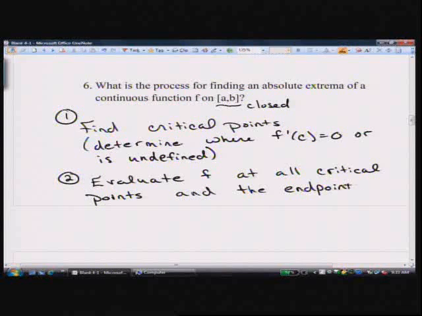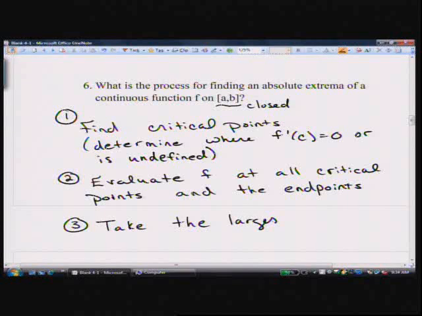So you're going to figure out where the derivative equals 0, and then you're going to plug that into the original equation and get a y value. And you're going to plug the endpoints into the original equation and get the y value. And then you're just going to compare them. So you take the largest and smallest of these values. And there wouldn't be any undefined f prime of c in here, would there? Because it's a continuous function.